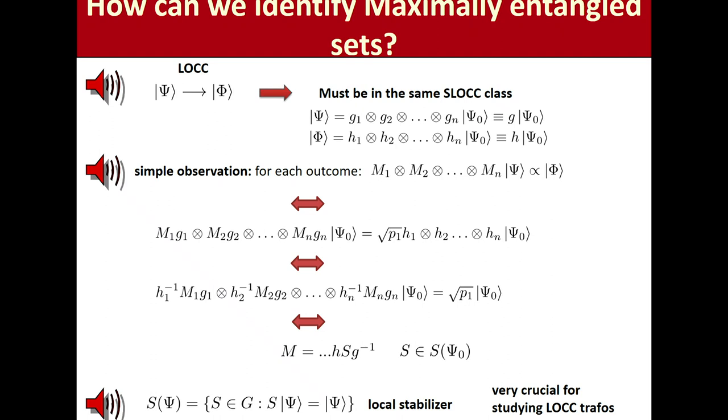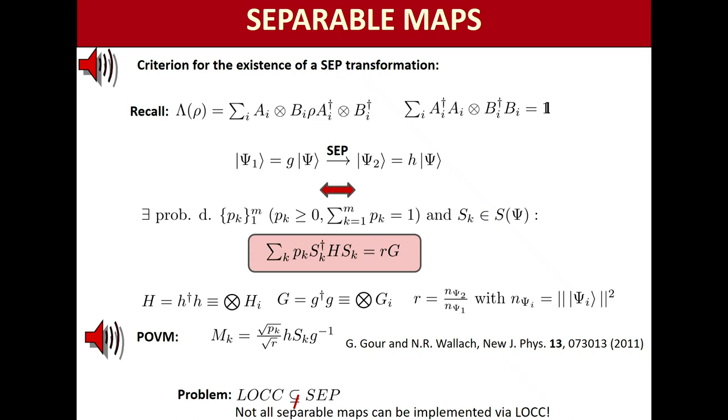Now, in order to study the separable transformations, even if they are not physical, mathematically, whether there exists one from psi 1 to psi 2, I just have to use the completeness relation of the measurement operators that I just derived. The necessary and sufficient condition is simply that the sum of M dagger M will be equal to the identity, which is exactly this expression here. So solving whether there exists a separable transformation between psi 1 and psi 2 is easy because there is this necessary and sufficient condition. This is a nice result that has been derived by Gilad Gour and Nolan Wallach.